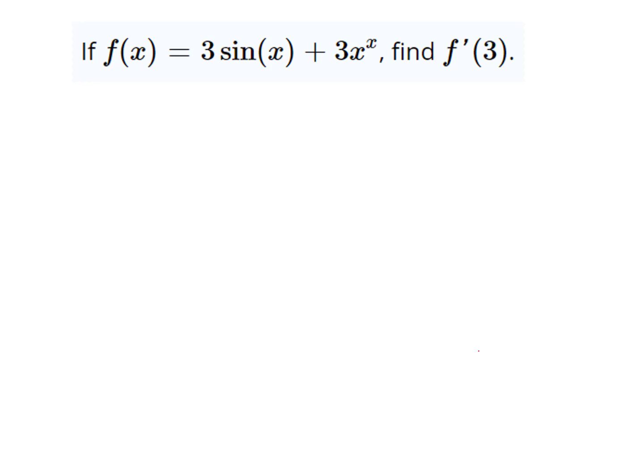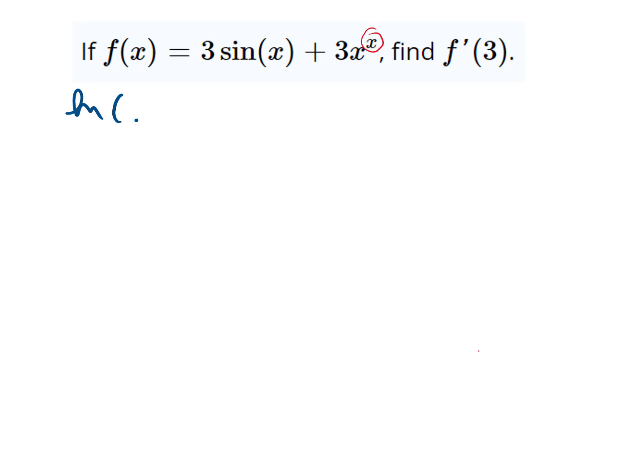If f of x equals 3 sine x plus 3x to the x, find the derivative at 3. All right, at first glance, we see that there is an x in an exponent, and so that might make us think we want to take the natural log of both sides, but we don't want to do that. I'm actually going to do it to show you why we don't want to do it.